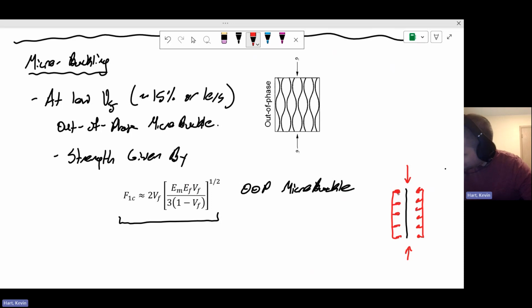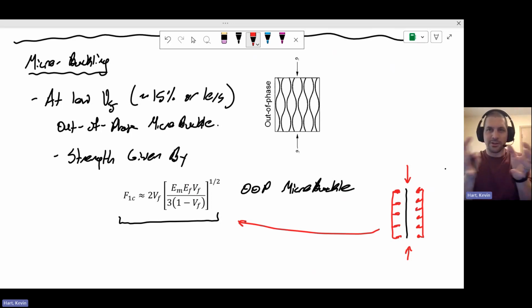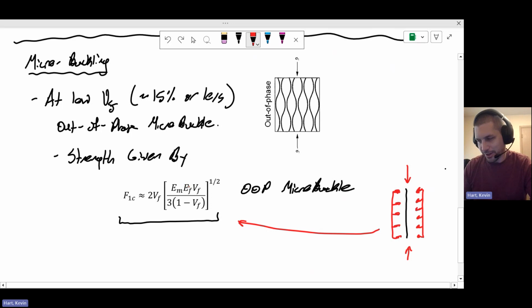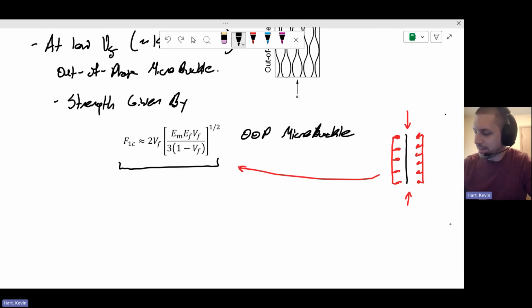The derivation is actually kind of long and kind of outside the scope of what we want to do in this class, but it's more or less coming from the theory of this, right? Where you've got a single fiber constrained by matrix where that matrix is not necessarily super stiff. So the matrix might have a modulus of 2 GPa, where the fiber might have a modulus more like 100 GPa, something like that. So it's coming from that theory. That's all I'll say about it. I think that's all that's really important here, so I'll just move on. So that's low volume fraction. You get this out of phase microbuckle.